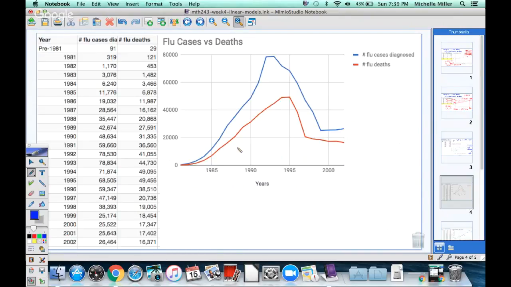And you can see, so blue is cases. So as cases goes up, deaths goes up based on the flu. As cases go down, deaths based on the flu goes down also. And that kind of makes sense that we'd have that kind of relationship. More flu cases, more probable deaths based on the flu.